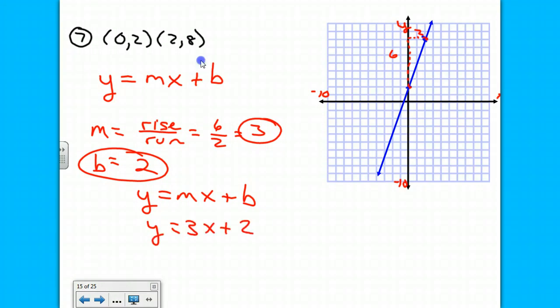3x plus 2. Excellent. And you've done it. Okay, as I said, we can graph an equation. We can also just show the values in the equation itself. Sometimes we just use the equation and we don't even go graph it.